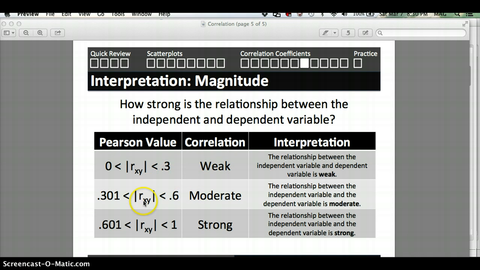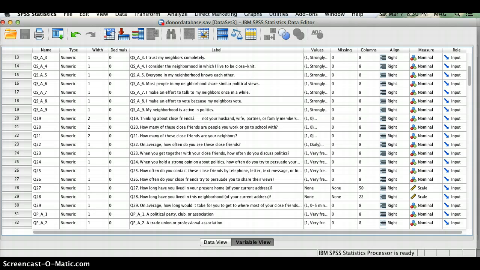If the absolute value of your Pearson falls between 0.301 and 0.6, we have a moderate relationship. And if the absolute value of your Pearson falls between 0.601 and 1, we have a strong relationship. So now we're going to move on to the program and actually do this.